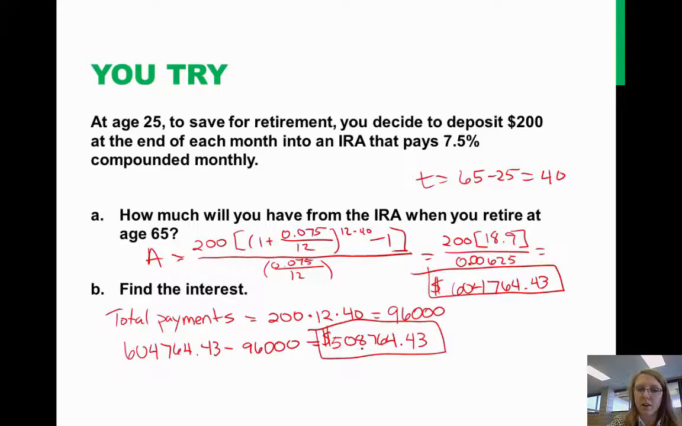And you would get $508,764.43. So that is a lot of money that was paid to you through interest.